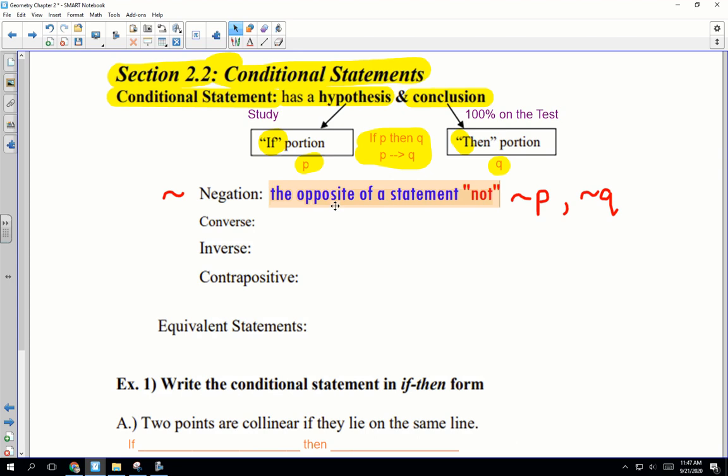All right, now we can mix up our conditional statement by flipping the hypothesis and conclusion. So if I flipped it, the Q would go first. I have it here. If Q, then P. And let's do that. If I get 100% on the test, then I studied. So converse flips the two items.